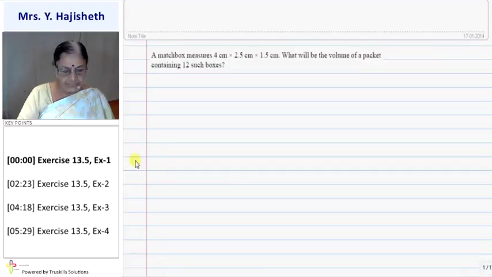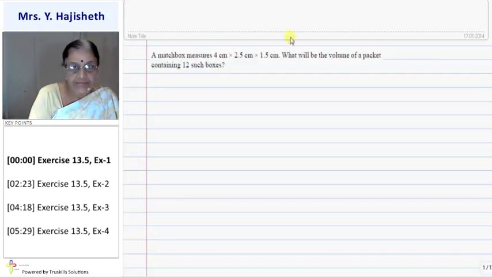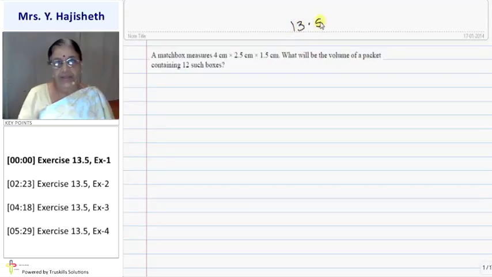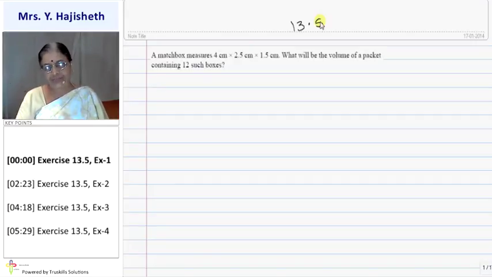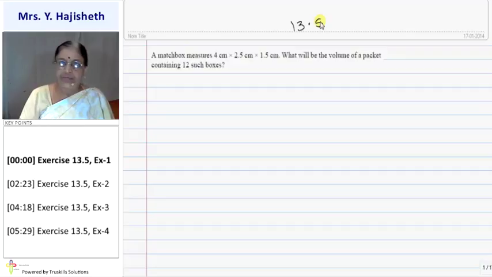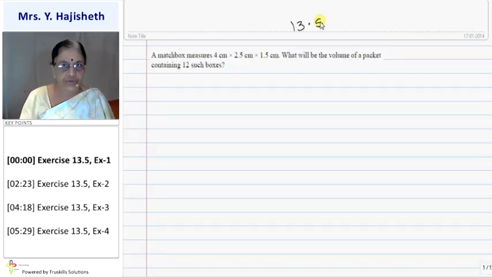Now see, we are doing sums based on volume of cube and cuboid, given in your exercise 13.5. It is totally based on volume of cube and cuboid. Let us recall the formula for volume of cuboid. Volume of cuboid is L into B into H, cubic unit, and volume of cube is L cube, length into length into length, because in cube L is equal to B is equal to H. So now we are solving sums based on these two formulas.